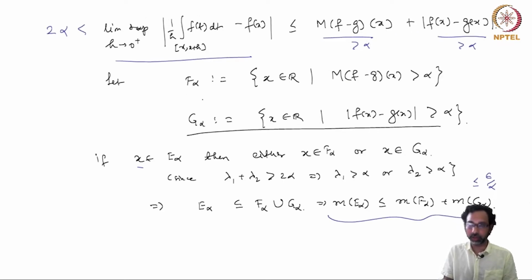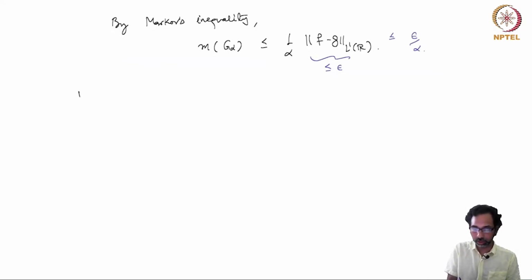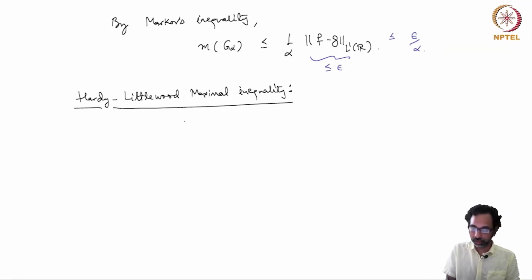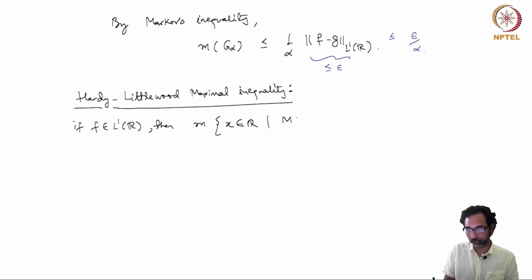Now the main thing to show is that the measure of F alpha satisfies a similar inequality, and this inequality has a name. This is called the Hardy-Littlewood maximal inequality, and it says that if f is in L1 of R, then the measure of the set of points in R such that the maximal function of f is greater than alpha is less than or equal to 3 over alpha times the L1 norm of f.